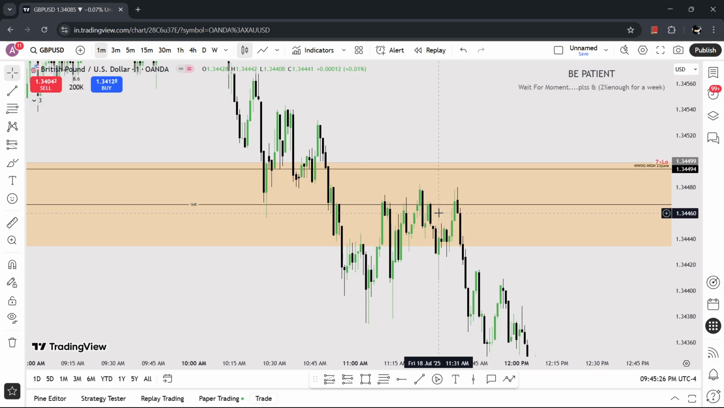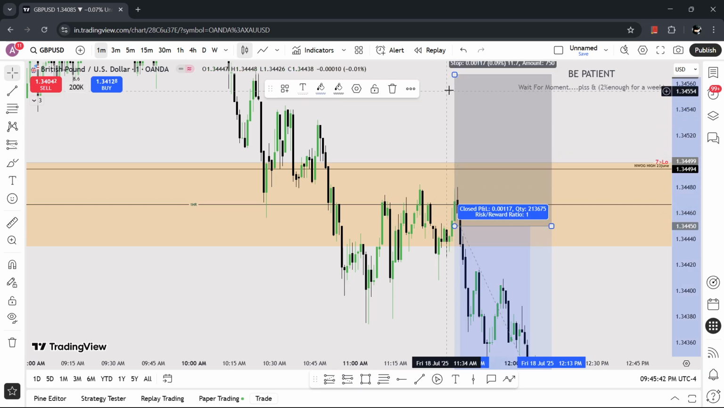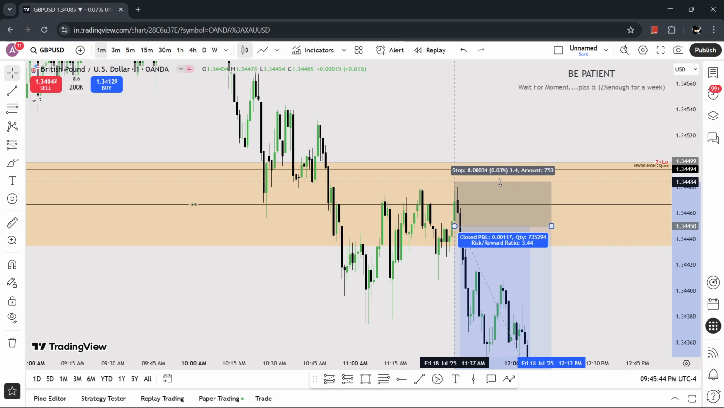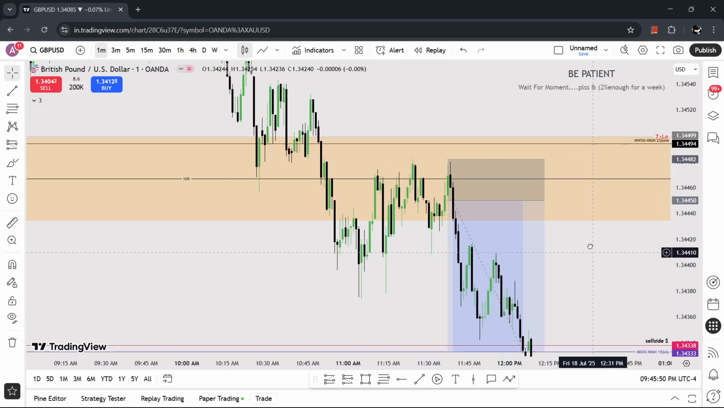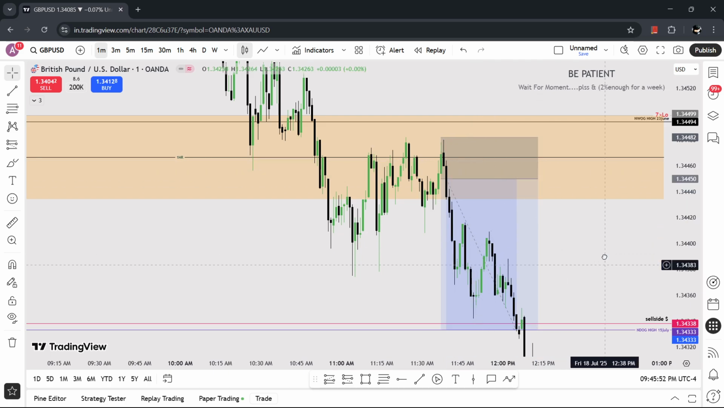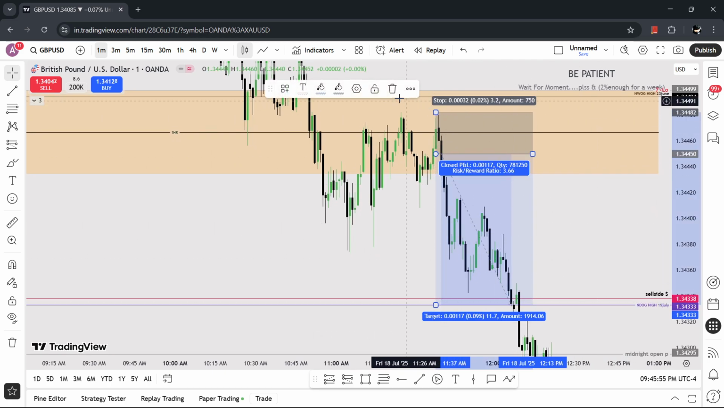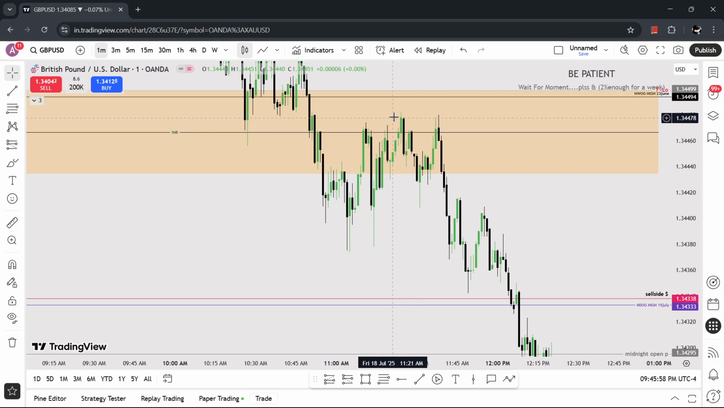We had this small imbalance there. We had this order block right there. If you do like this, it was just around 32 pips. For sure, I won't take this trade, because the best perfect one for me is here.